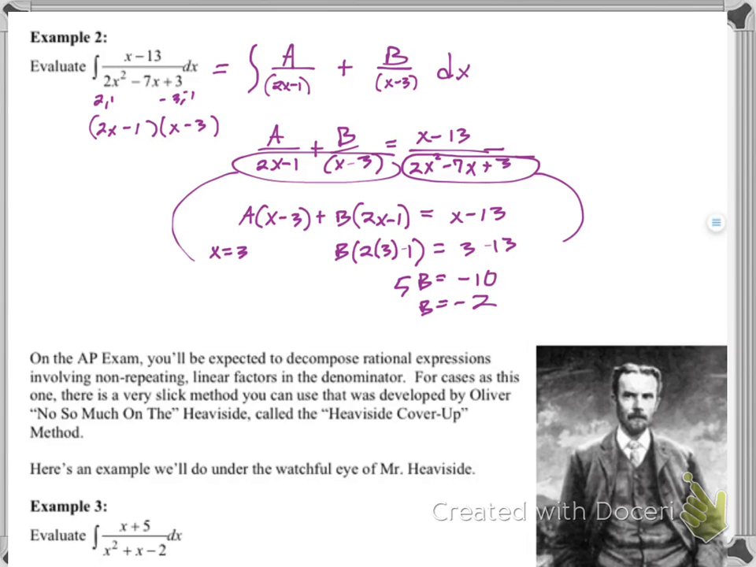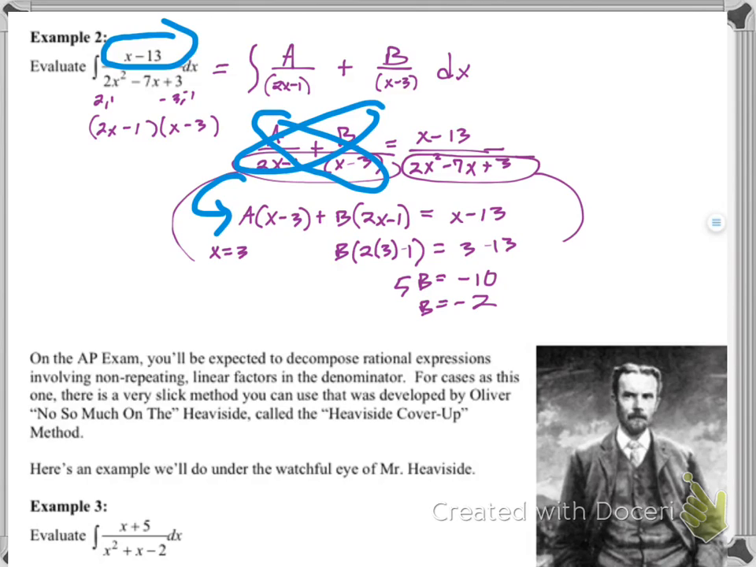This works in any one of these cases where, when we're doing decomposition with a linear numerator, you can just do the quick cross products here. Bam, bam. Set it equal to the numerator on the original function. Put in a value that actually makes one of the letters disappear, so put in 3, so it cancels out the A. Now guess what we're going to do? Put in something to cancel B. So we'll put in a half, and then fill in the x's for the rest of the problem.